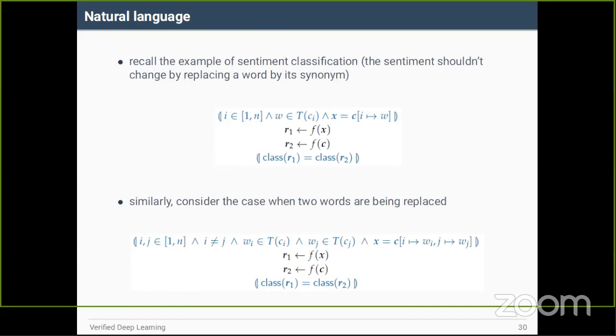The network is as it is. So you compute your results. R1 is the result of computing f on x. R2 is the result that you get by computing f on c, and you want to verify that R1 and R2 belong to the same class.